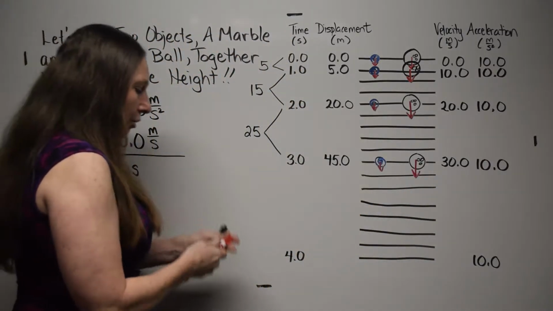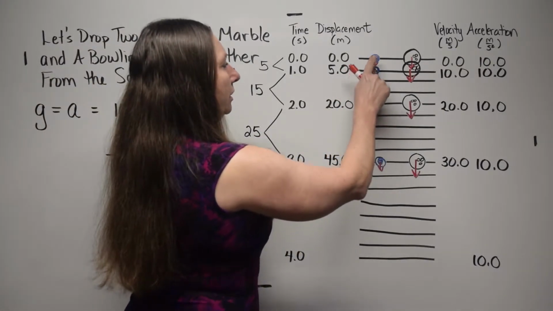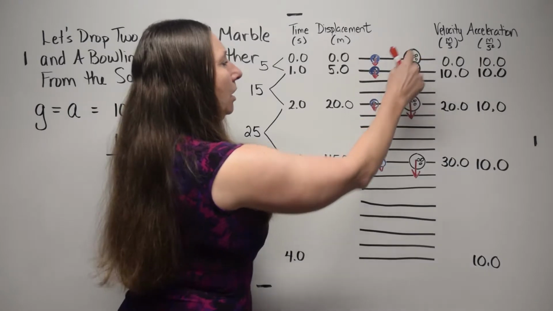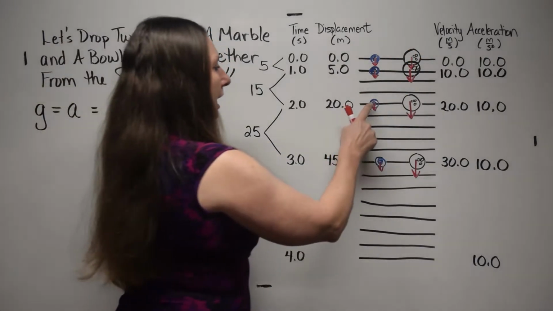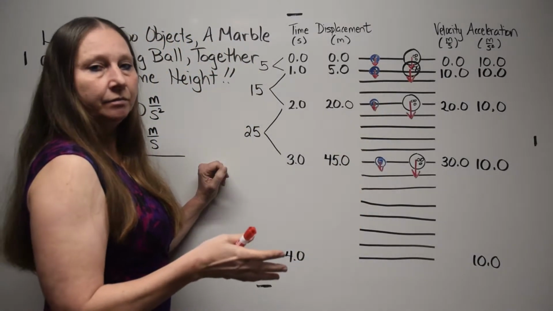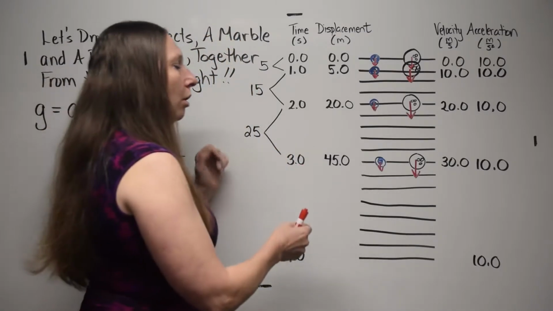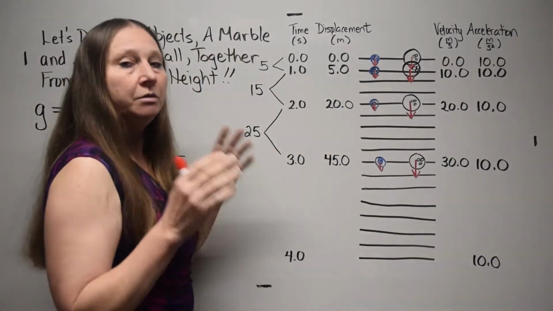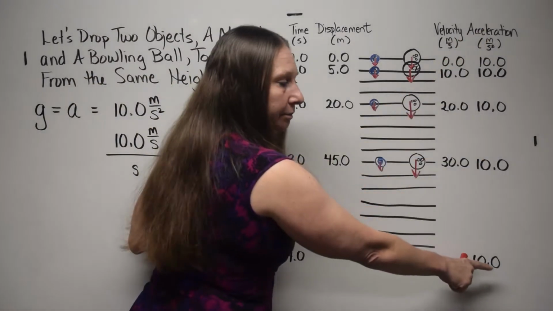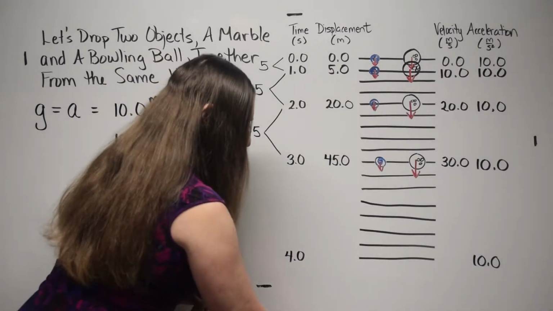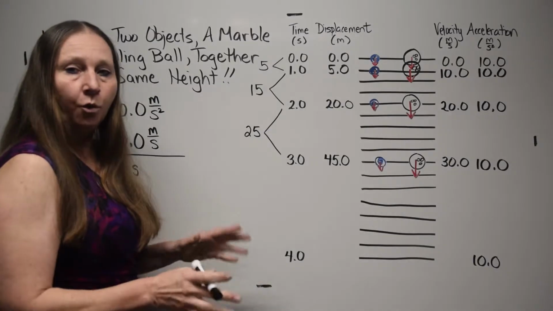Now you also notice that the force that the Earth exerts on the marble is smaller than the force the Earth exerts on the bowling ball. That force is the weight of each object. And obviously the bowling ball weighs more than the marble, but it doesn't matter. They fall at the same rate. All right, now the last place where they end up would be down here. We're going to stop at 4 seconds.